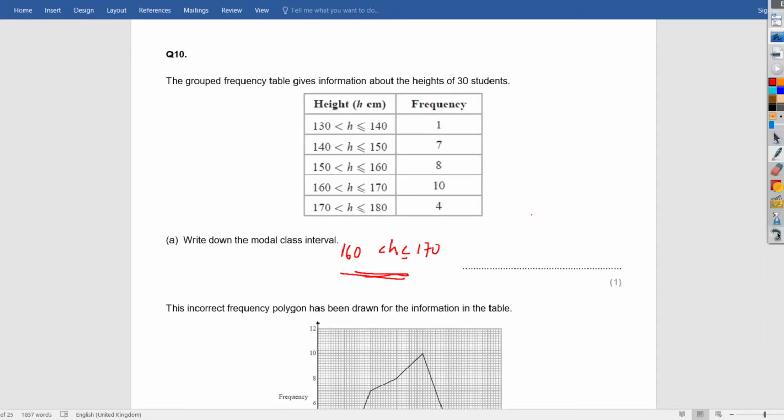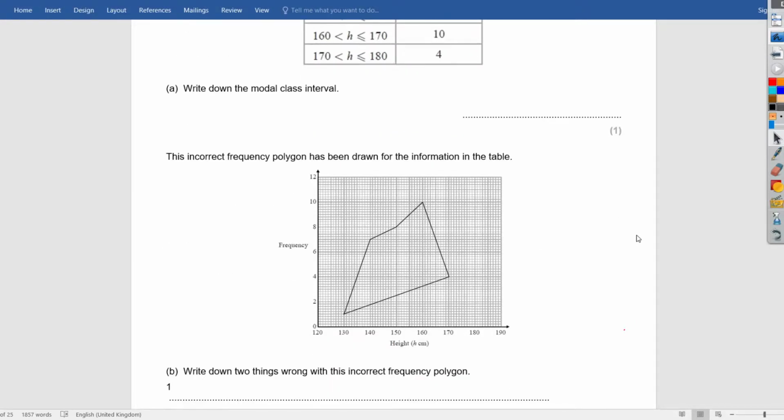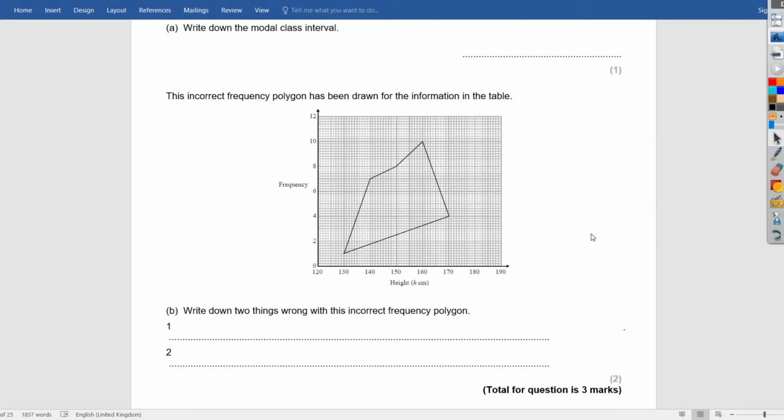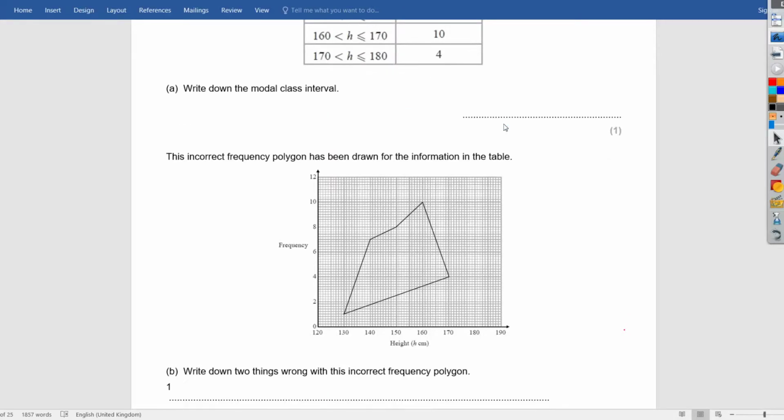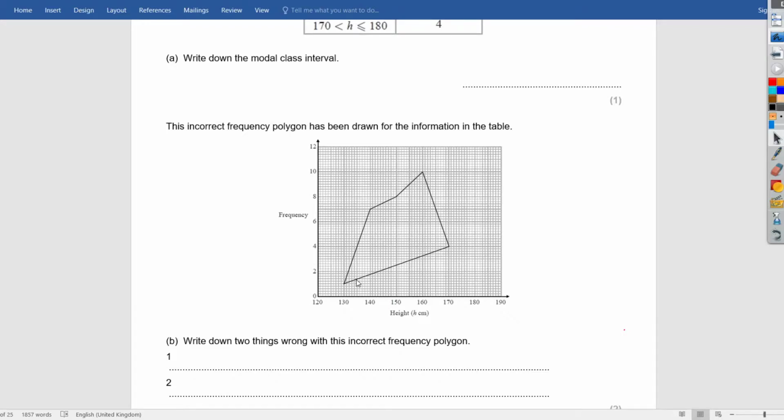Okay, let's just clear this. Let's scroll down a bit. What is it asking us? Now, in the second part, it said this is an incorrect frequency polygon. This is the incorrect frequency polygon drawn from the information in the table above. So let's see, there's the table above. Let's see what they've done. Now straight away, this is wrong here. You do not connect the starting point and the end point. So this line should not be there.